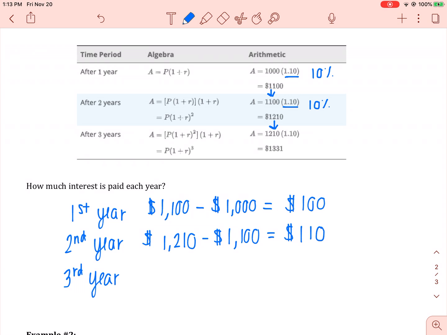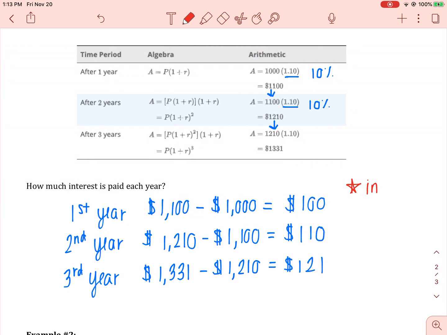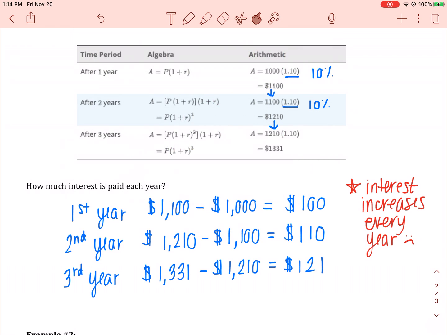Third year, you're paying $1,331. What comes in from the previous year is $1,210. So on the third year, you're paying $121 of interest. So yes, a big takeaway. Interest increases every year. Yuck. I'll even put a sad face, right? Like, not fun. So that's why you want to pay off your loans as fast as possible. You want to make sure you are smart with your money, because otherwise you'll be paying more and more interest depending on how much money you have. But it's okay, guys. We'll all get through it. We're all going to be adults. It's going to be awesome.